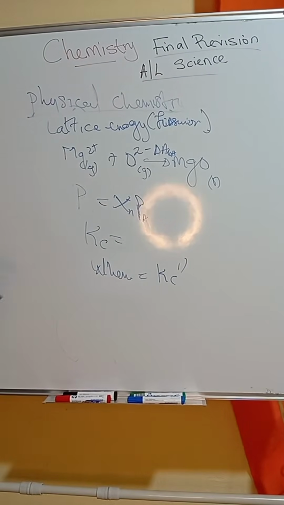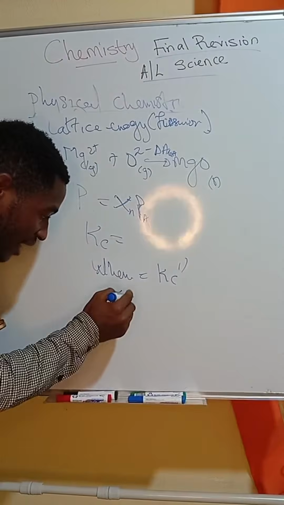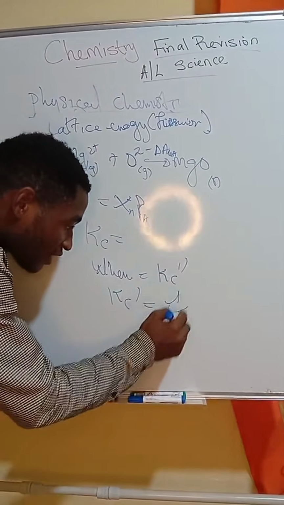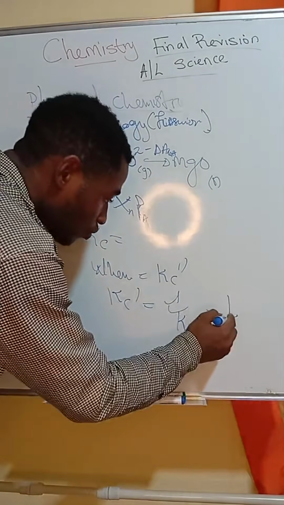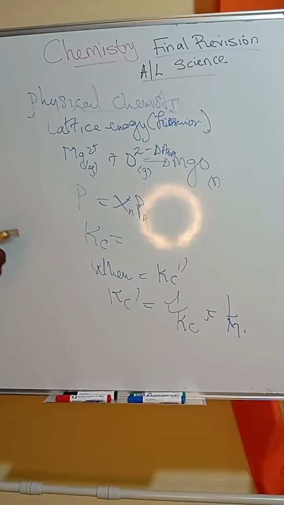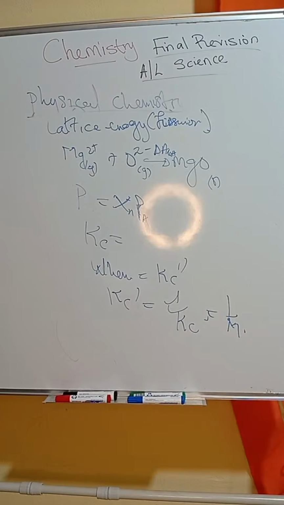When any formula is being reversed, we are simply talking about what? The inverse of that formula. So Kc prime will now be equal to 1 over Kc. Are we together? Which is just simply equal to what? 1 over M. From here now I can explain anything I want to explain. So that's a reaction when it is being reversed. It becomes what? The inverse of the reaction.